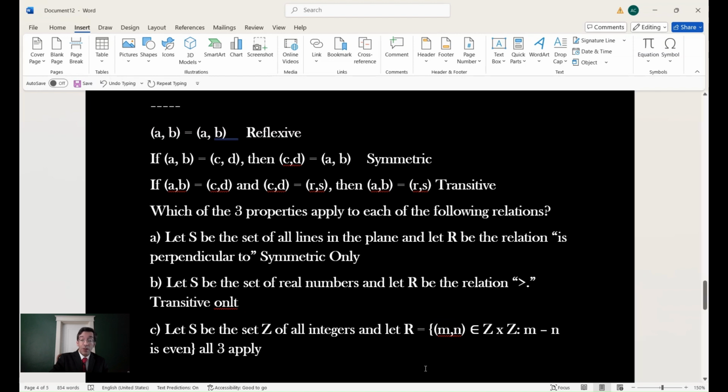Next week, when we continue the logic series, we will talk about functions.